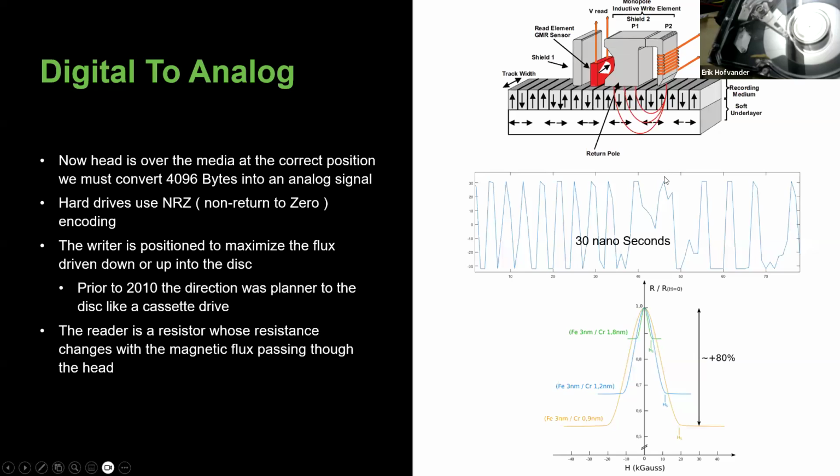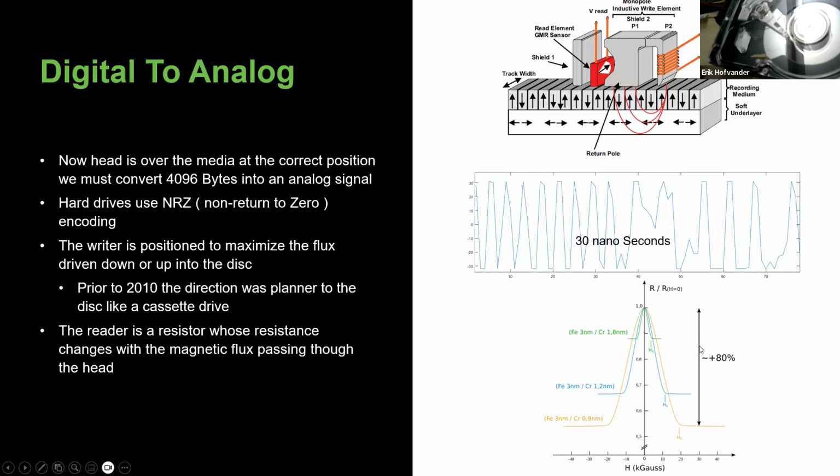Prior to my career, there was a concept called planar magnetic recording, where the flux was actually not up and down as you see here, but kind of left-right, like a cassette tape is. And maybe you guys are too young to know what cassette tapes are these days, but that was the old way of recording music onto magnetic tape. That was planar magnetic recording.